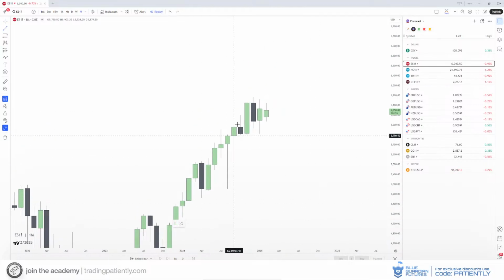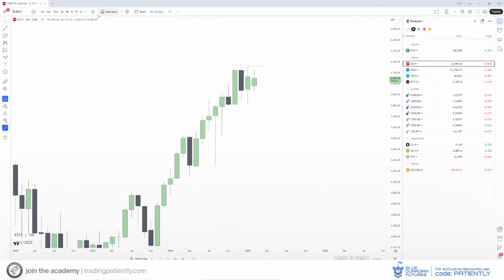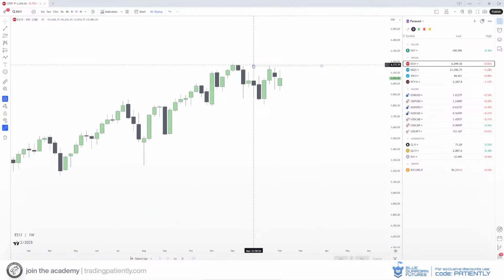So we have an overall bullish monthly trend, right? Monthly bullish institutional order flow. And I want to submit to that higher time frame trend, that higher time frame order flow.